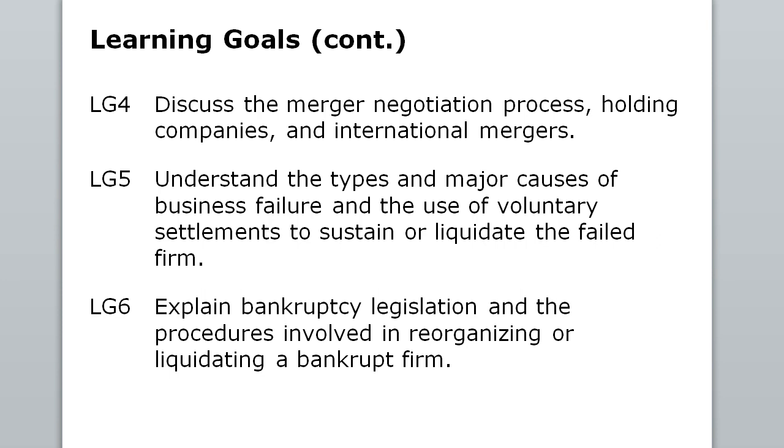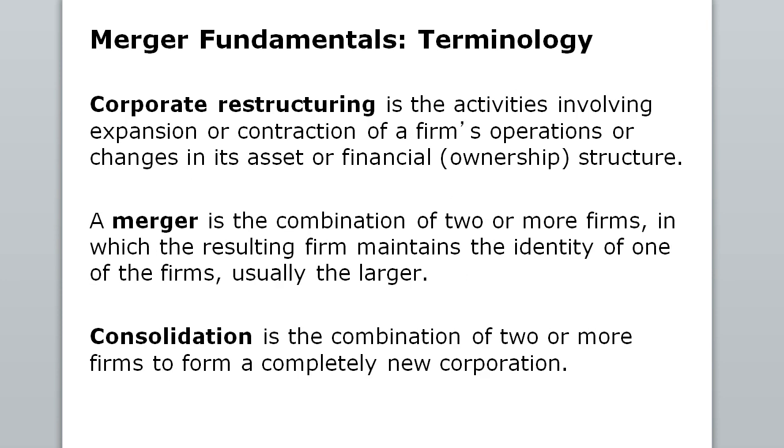We're going to understand the major causes of business failure. We're going to look at voluntary settlements to sustain or liquidate a failed firm. This is very interesting. Why do companies fail, and what are the most common reasons? We're going to be talking about that. We're going to talk about bankruptcy in the corporate sense and the procedures involved for reorganizing and liquidating a bankrupt firm. Okay, so let's talk about some basic merger fundamentals.